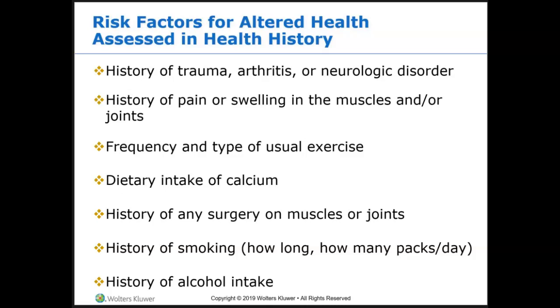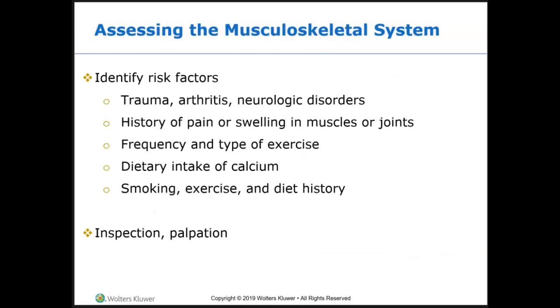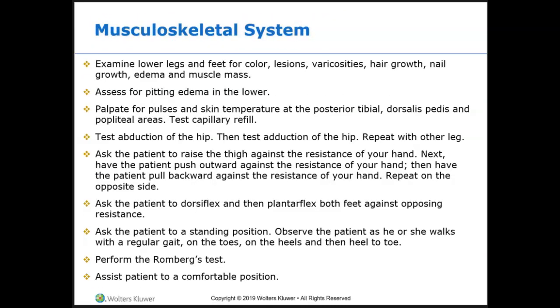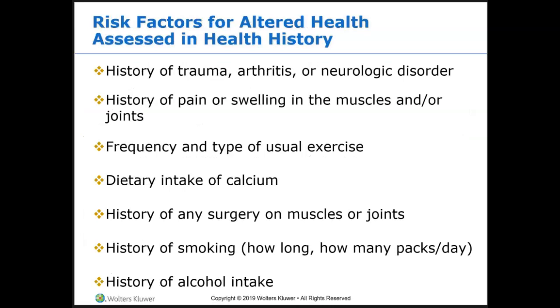History of trauma could be risk factors for altered health history, right? Stuff like history of trauma, arthritis, neurological status, all of these things. Do they have a history of pain or swelling in the joints? Do they have any surgeries? Have they had any surgeries on their muscles or joints?